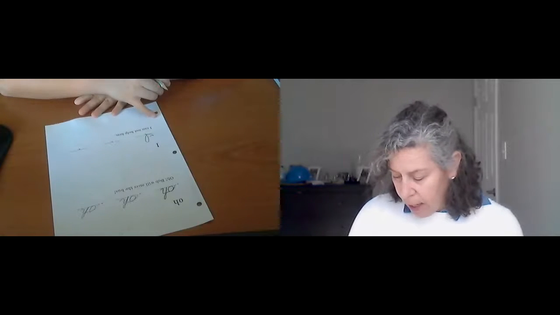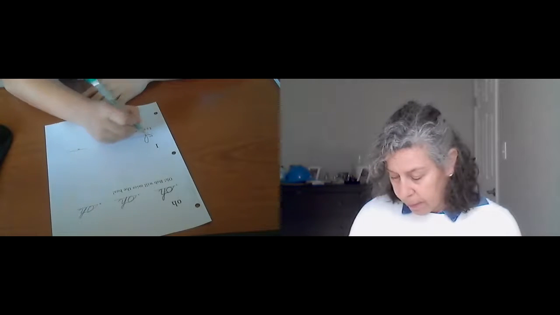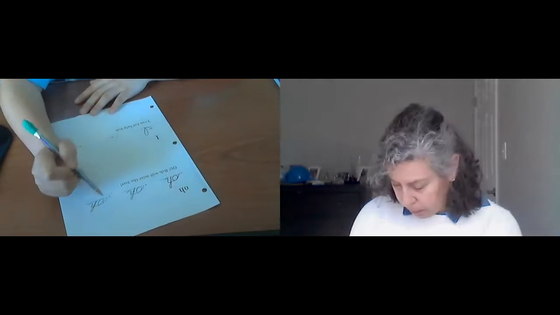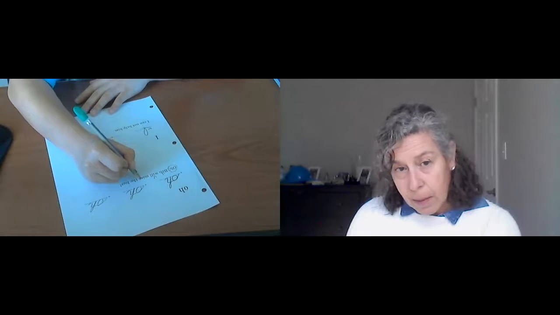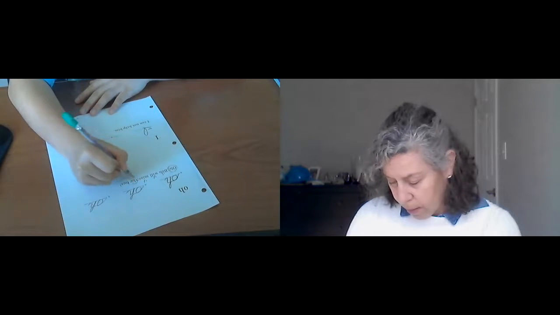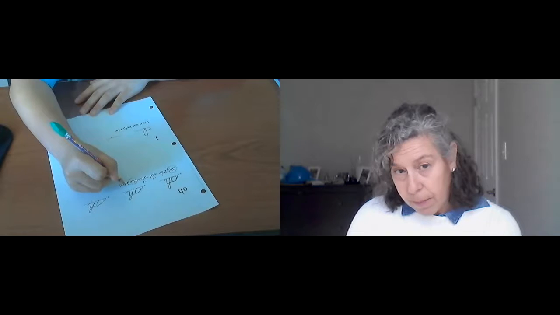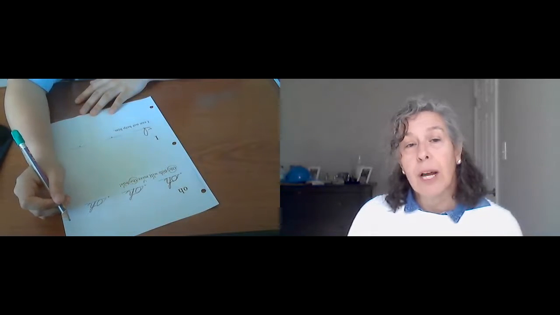Go ahead and read that sentence right here. Oh, Bob will miss the bus. Okay. And now for coding, our new coding procedure for learned words, you would circle. So go ahead, circle that and then code the rest of that sentence. Very good. Now below that, you see the word I.